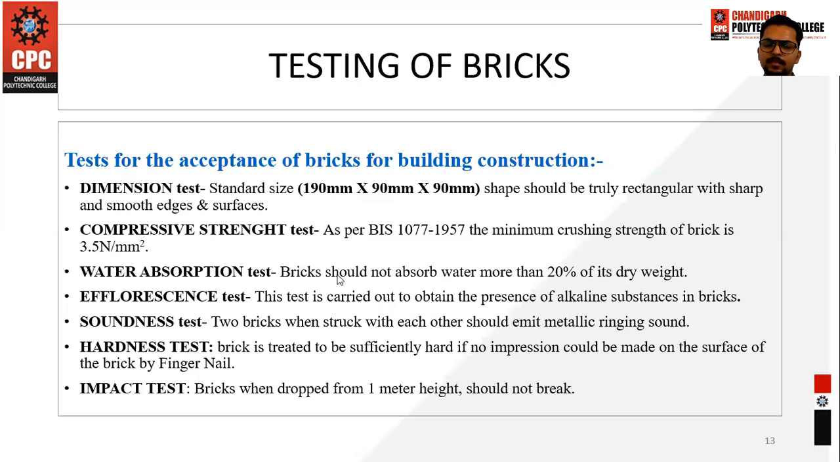Then is compressive strength. This test is a laboratory test and can only be done in the lab by a compression testing machine. According to BIS 1077-1957, which is the code for the strength of bricks, the minimum crushing strength, the compressive strength of any brick, should be 3.5 Newton per mm square. If a brick's strength comes below this, it cannot be used in our construction.